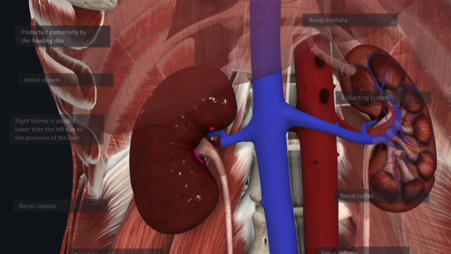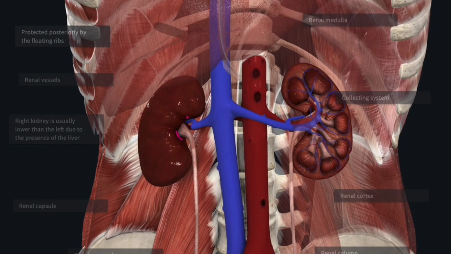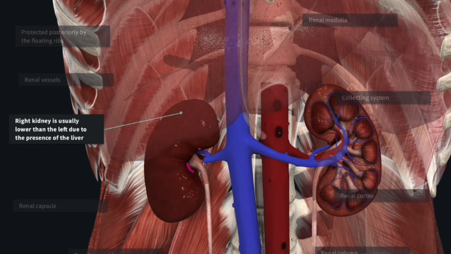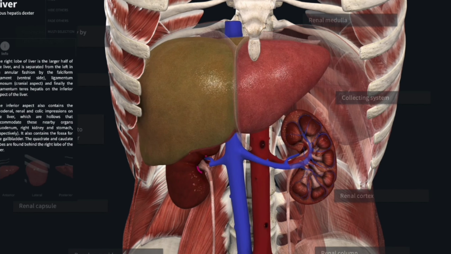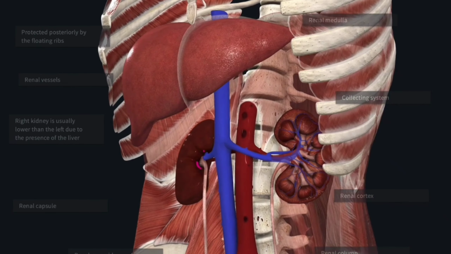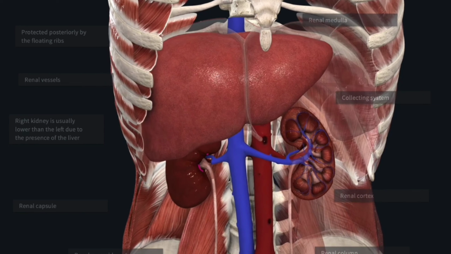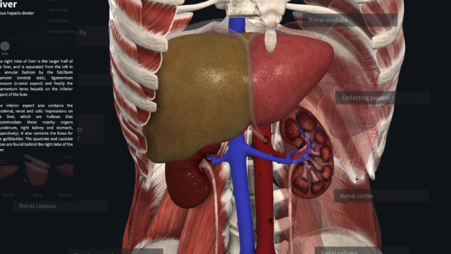The right kidney is typically going to be positioned slightly lower or more inferior than the left kidney. And the reason for this is due to the presence of the large internal abdominal organ of the liver. The liver is the largest internal organ of our body, and it is going to be positioned in such a way that it pushes down the right kidney on this side of the abdomen.